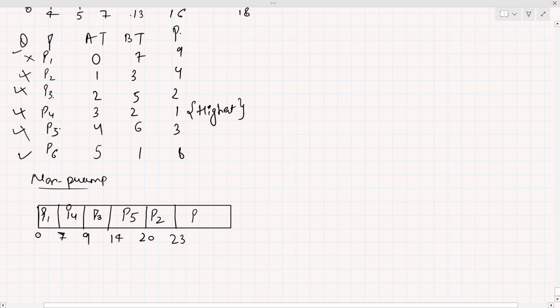One process left, which is P6. Now P6 executes. The burst time is 1. So 23 to 24. So this is the Gantt chart for the non-preemptive process.